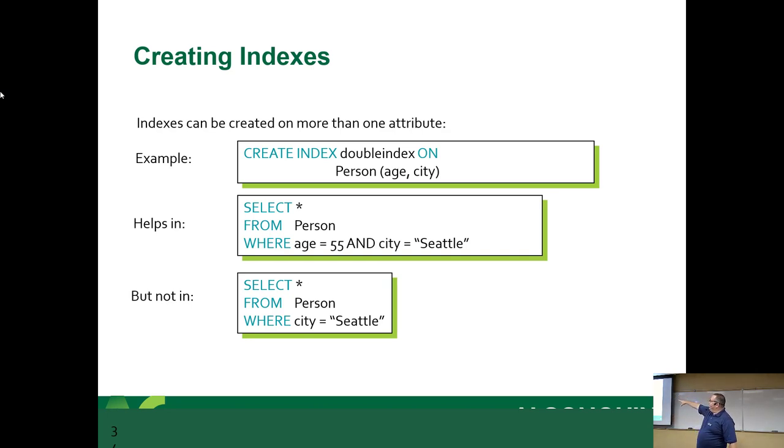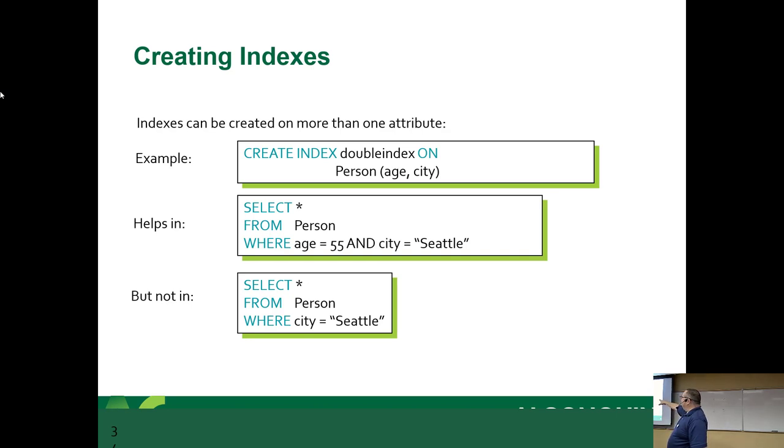So create index, double index on person, age, comma, city. So that's going to create an index that indexes two columns. The way it does is it literally creates fingerprints of the combination of the two columns and indexes that. How does it actually do it on the inside? I have no idea, I'll be honest. There's some way smarter people than me that know how this works.